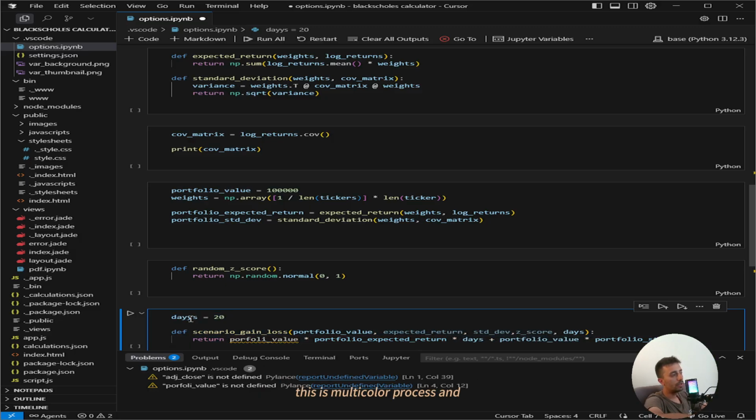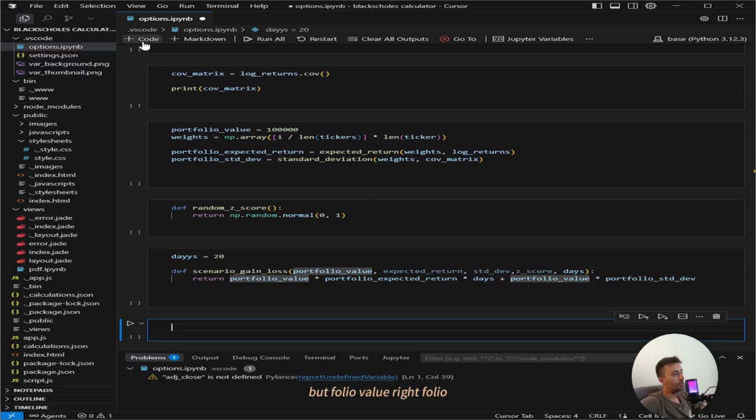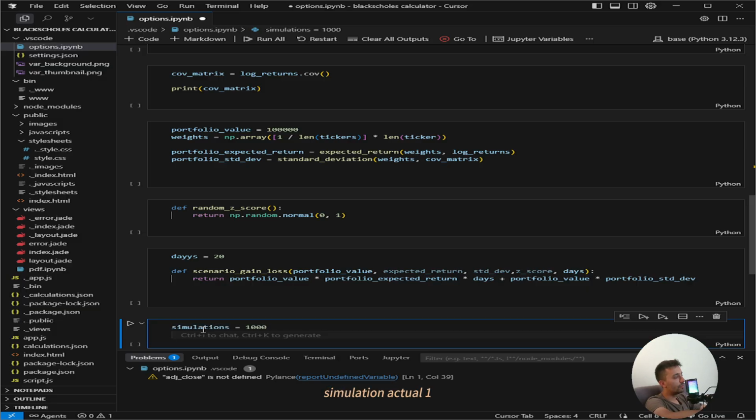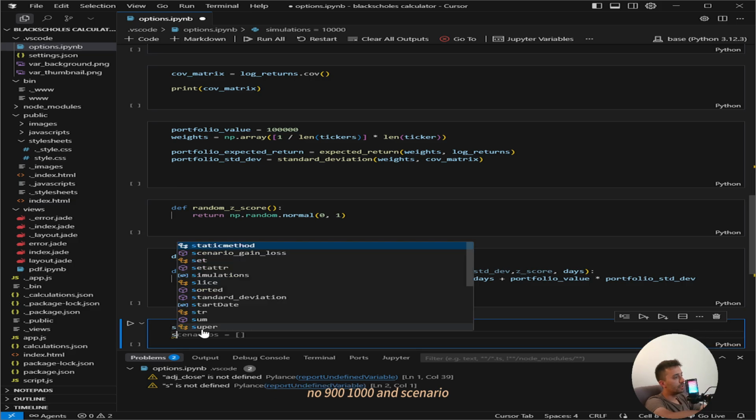Okay, this is the Monte Carlo process and scenario gain loss function. This code is for portfolio value, portfolio Monte Carlo simulations. This code runs 10,000 Monte Carlo simulations to project possible future portfolio values. Simulation equals one, no, not 100, 1,000.